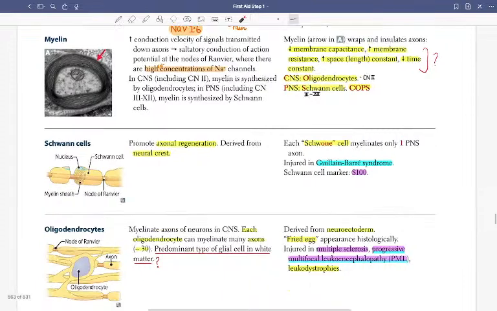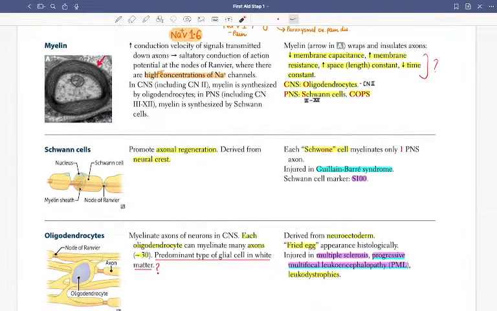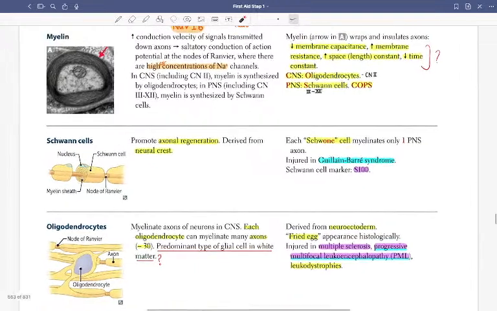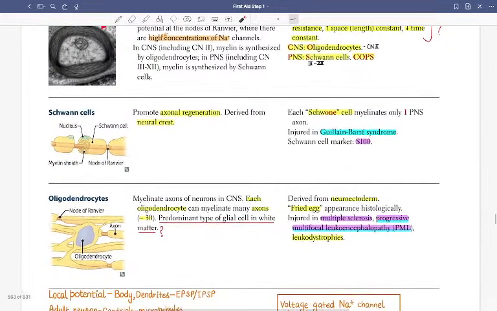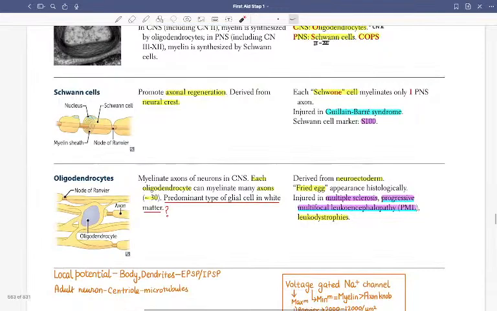Another thing is this electron microscopic image, so we understood. Myelination decreases the membrane capacitance and increases the membrane resistance. It increases the length constant and decreases the time constant. Whether we understand or not, just read that up. Basically it increases resistance, obviously, so it's going to decrease the capacitance. And the length constant is increasing, so the time constant is obviously decreasing.